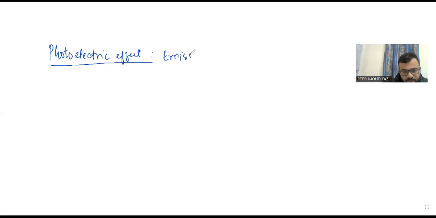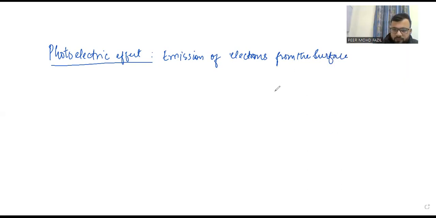So the photoelectric effect is nothing but the emission of electrons from the surface of metal using a certain energy, because we had to provide some energy. Now moving further, we have to study the various factors that govern it.